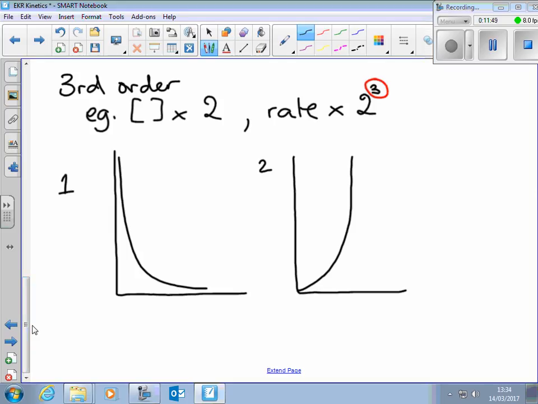And this time you'll get a straight line if you do rate against concentration to the power 3. All right, so hopefully you can see the pattern. Theoretically, I suppose we could go up to any sort of order we wanted to. So if you had a 6th order reaction, I don't think they exist, but you'd get a straight line if you plotted rate against concentration to the power 6. That's what it's saying. But it requires you to think about the algebra of this, and it's algebra that involves indices, which is always a little bit tricky.